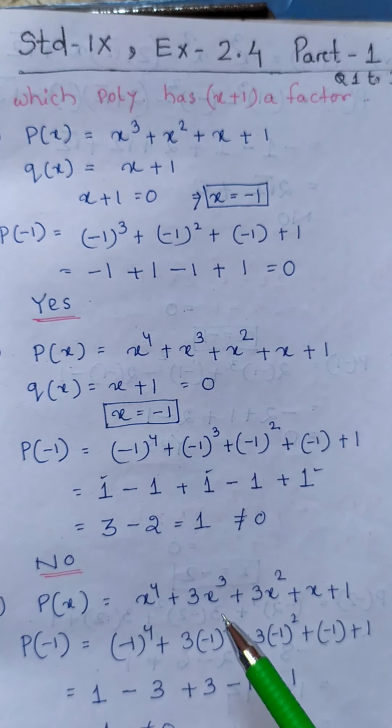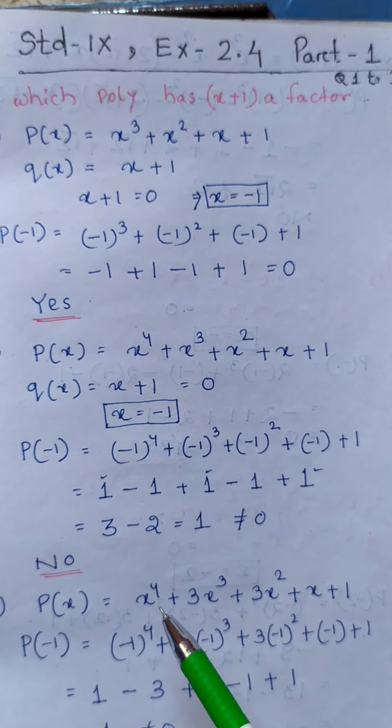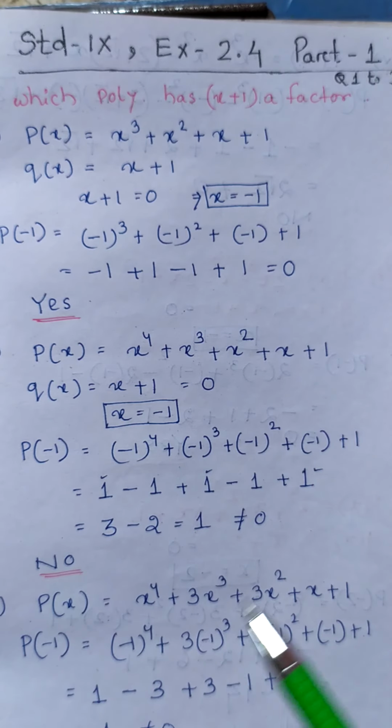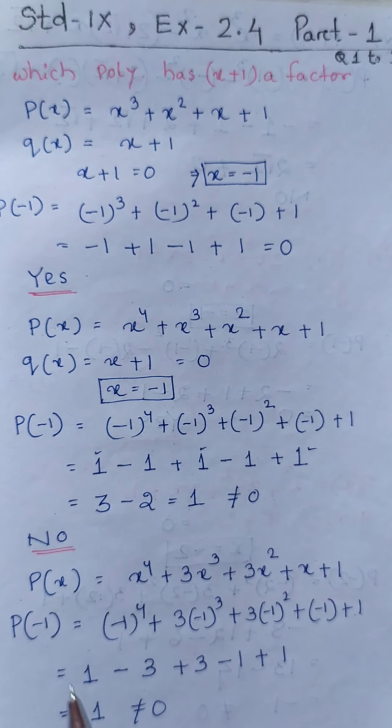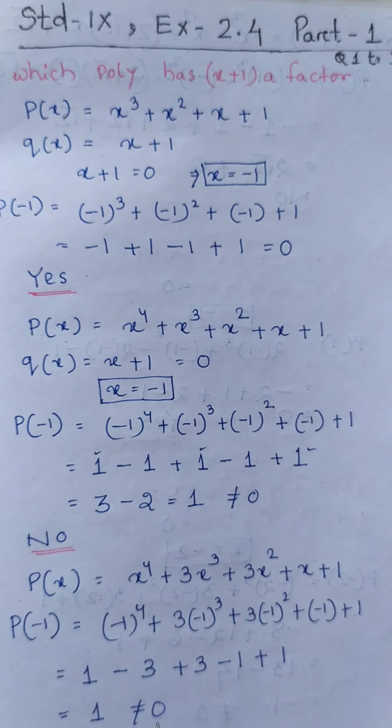Coming to part 3, p of x here is x fourth plus 3x cube plus 3x square plus x plus 1. Again by putting x as minus 1, we are getting a value of 1. 1 means it is not equal to 0. So as it is not equal to 0, x plus 1 is not a factor of this given polynomial.